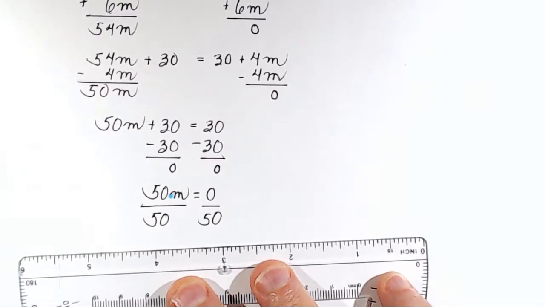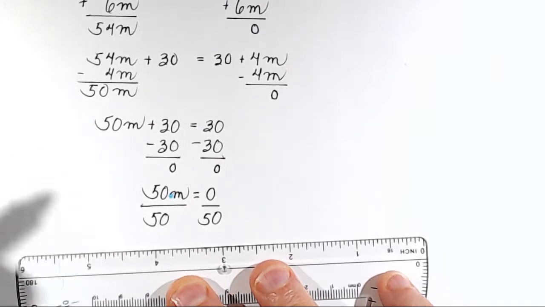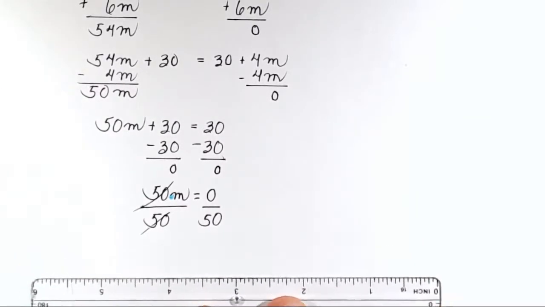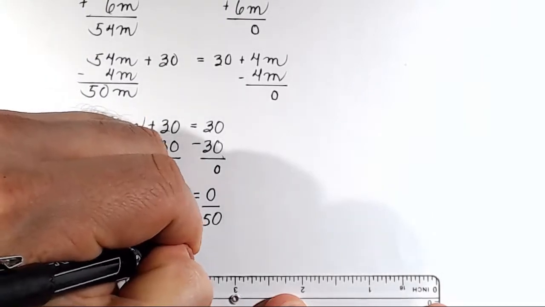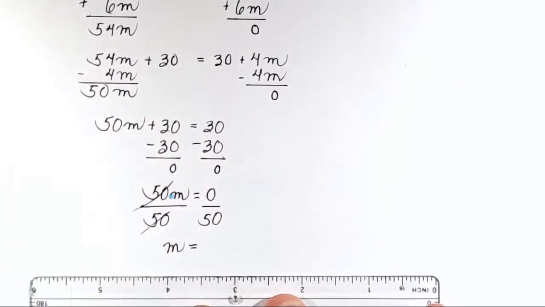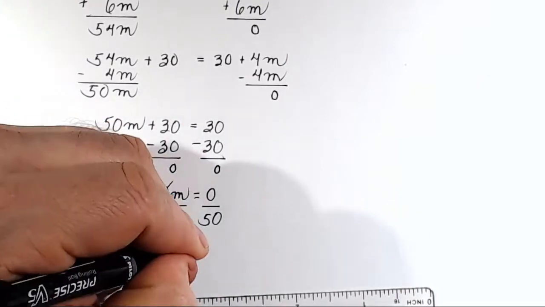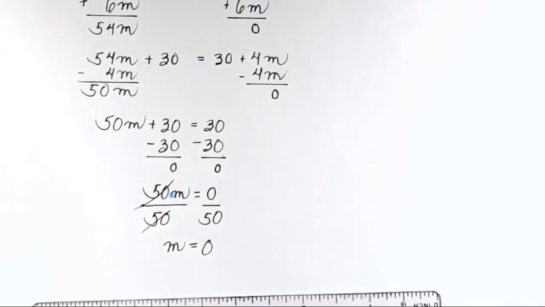Okay, so on the left side, I have 50m over 50. I can cancel the 50s completely, isolating m by itself. m equals 0 divided by 50. Now, 0 divided by anything is just 0. So m equals 0.